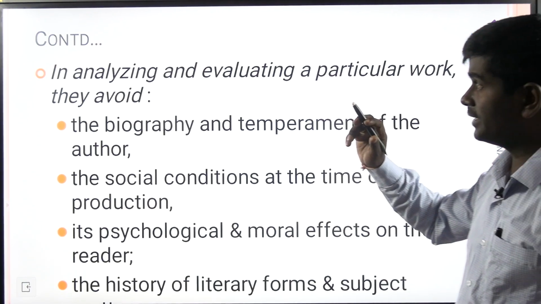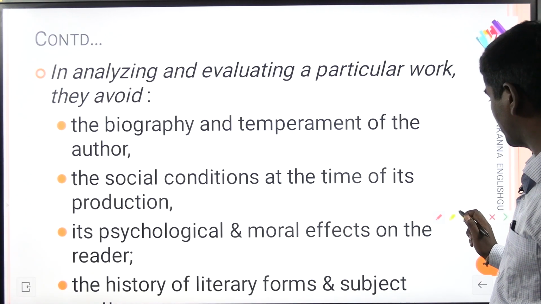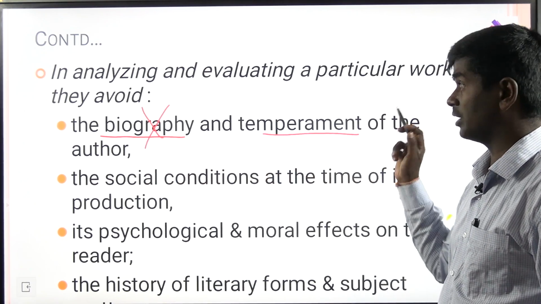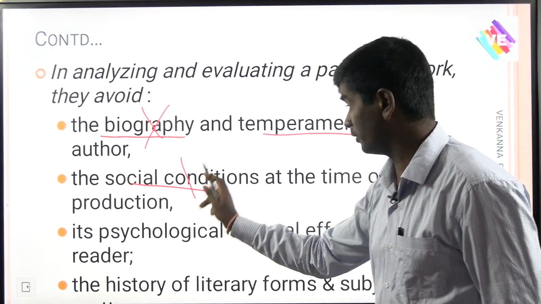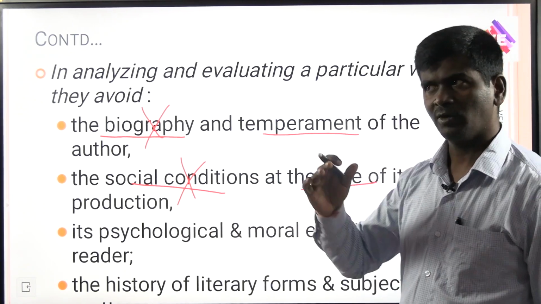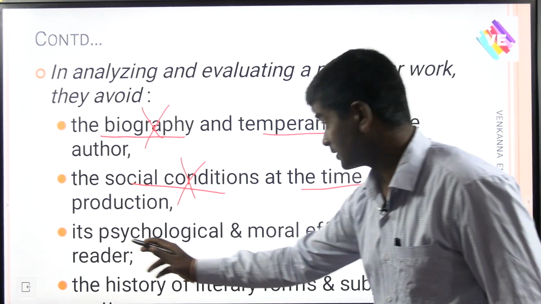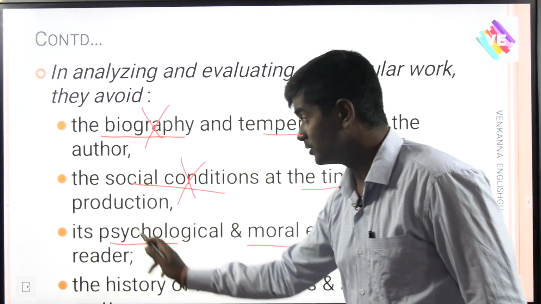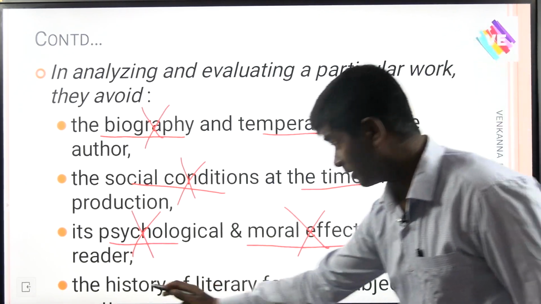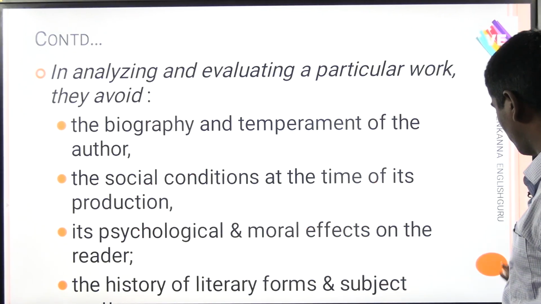Next, we can see that in analyzing and evaluating a particular work, and this is very important, new critics avoid the biography of the writer and the temperament of the author, the social conditions of the author, and the time of its production: in which context, in which time was it actually produced, whether it is industrial time, political time, or economic crisis. Those are irrelevant, and so are the psychological and moral effects on the reader. This is not going to be the major concern of new criticism. And the history of the literary text, the historical context in which it was composed, is irrelevant.